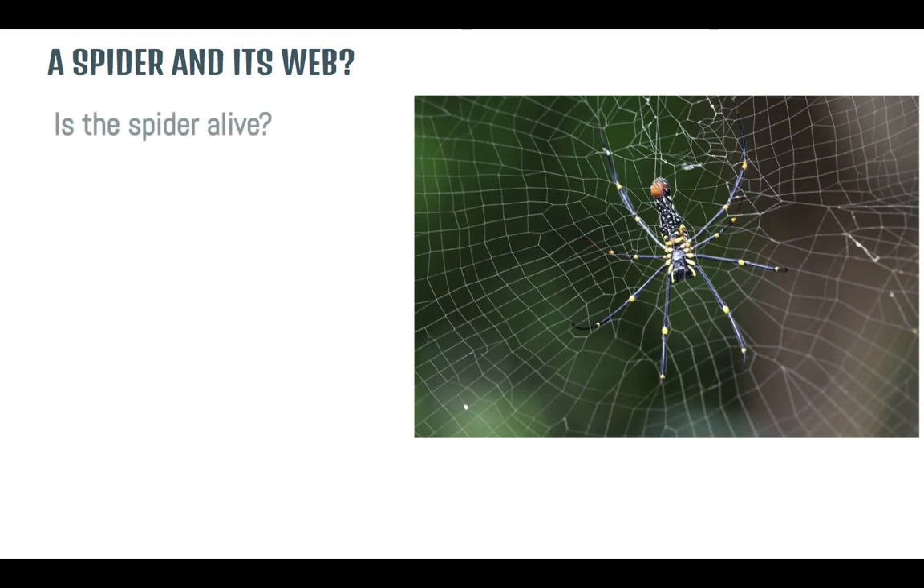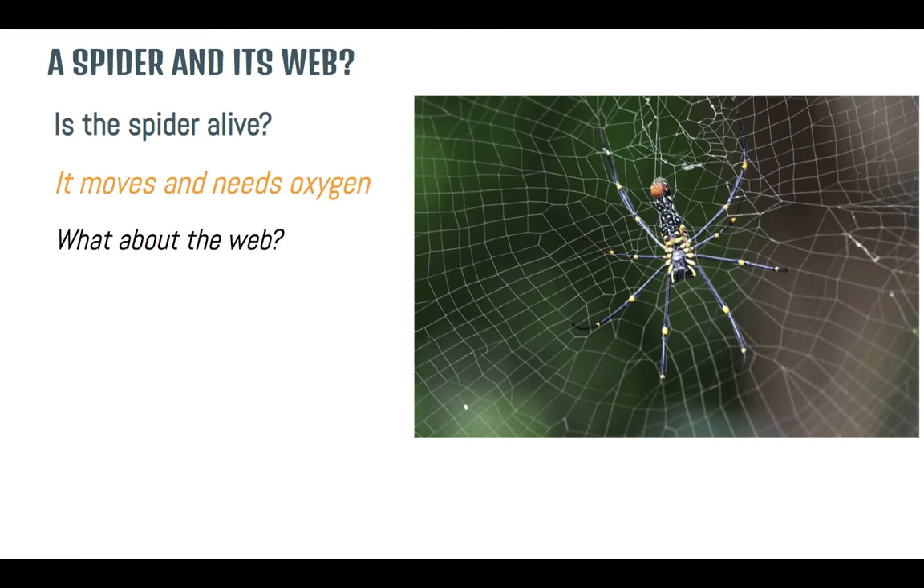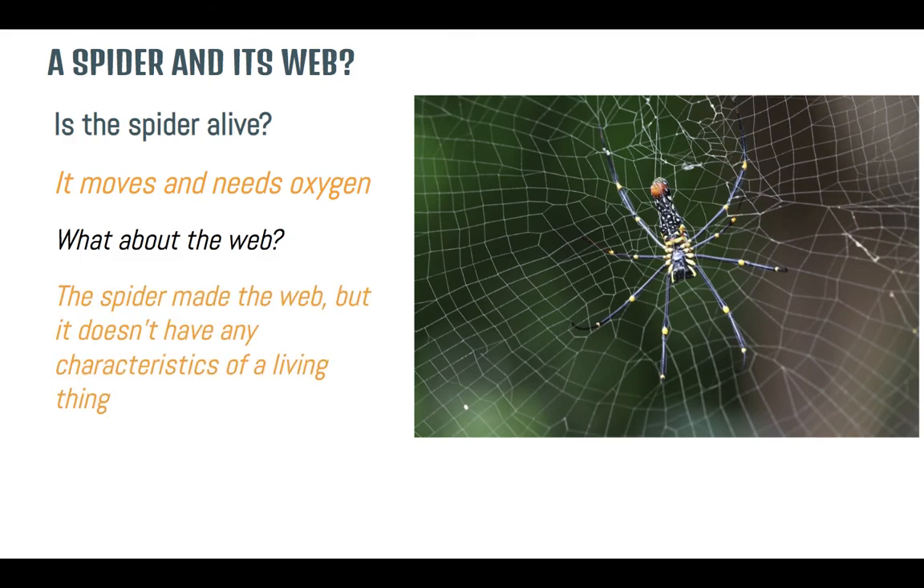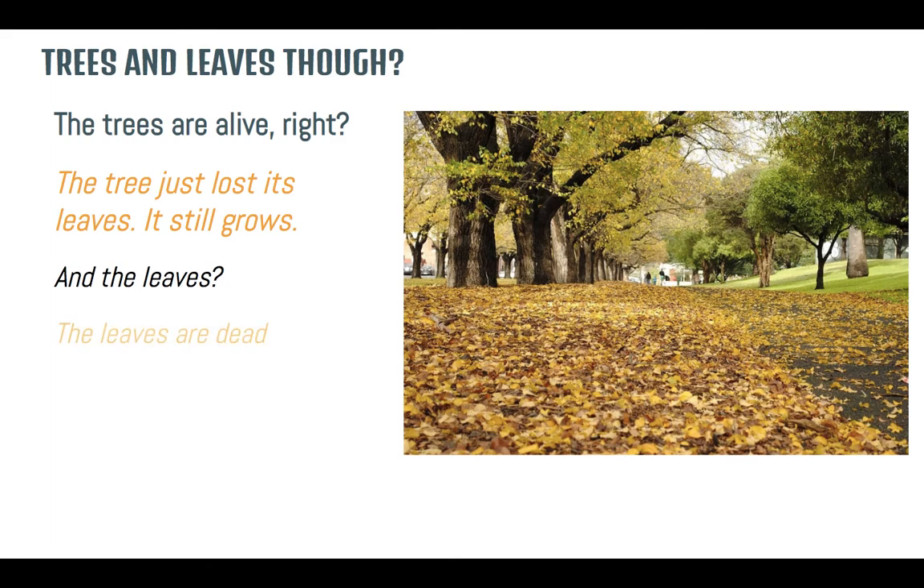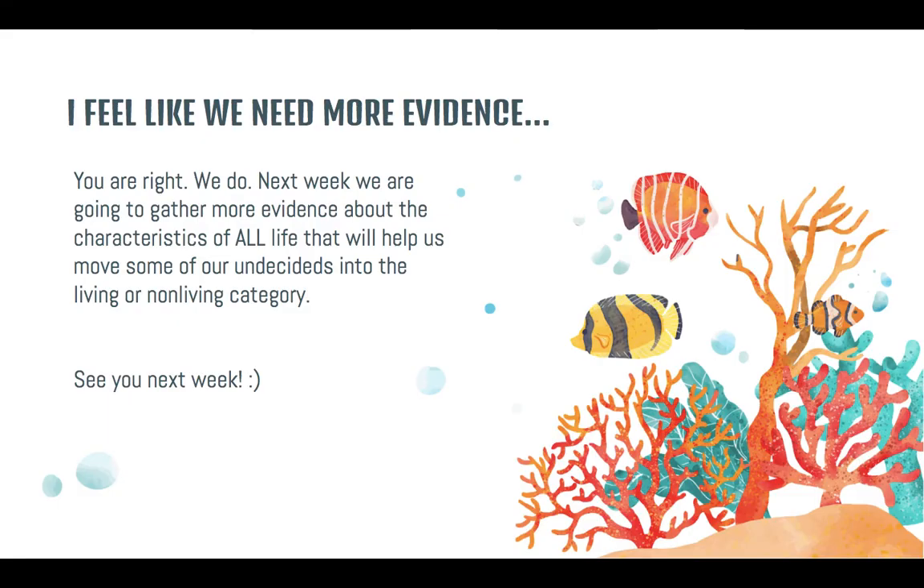A spider in its web. Is the spider alive? It moves and needs oxygen. What about the web? The spider made the web, but it doesn't have any characteristics of a living thing. Trees and leaves. The trees are alive, right? The tree just lost its leaves, but it's still growing, and the leaves are dead. I feel like we need more evidence. You're right, we do. Next week, we are going to be gathering some more evidence about the characteristics of all life that will help us move some of our undecided into the living and non-living categories.